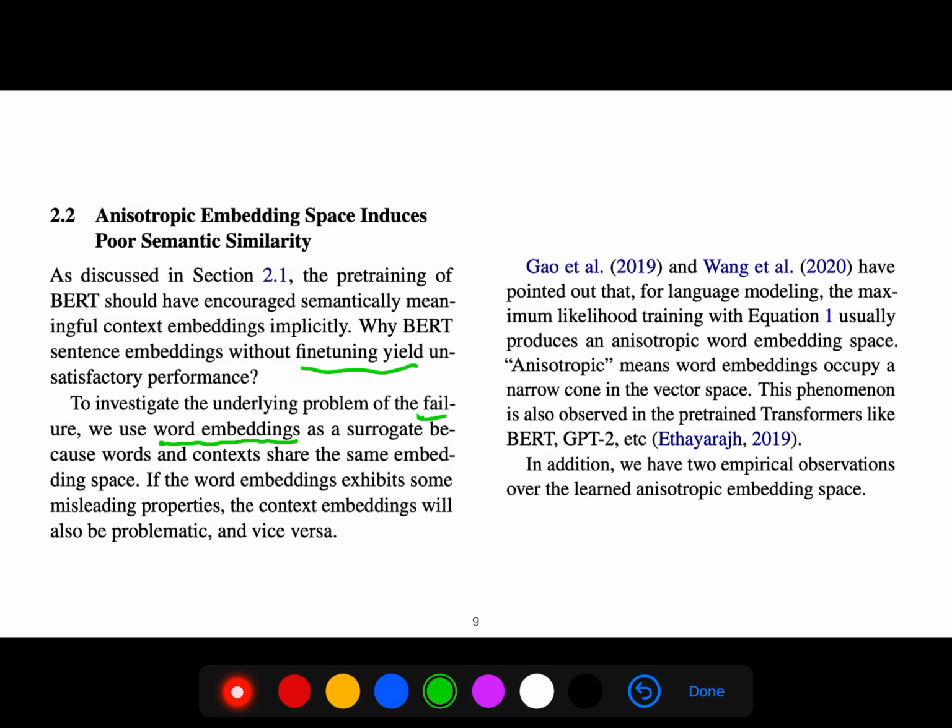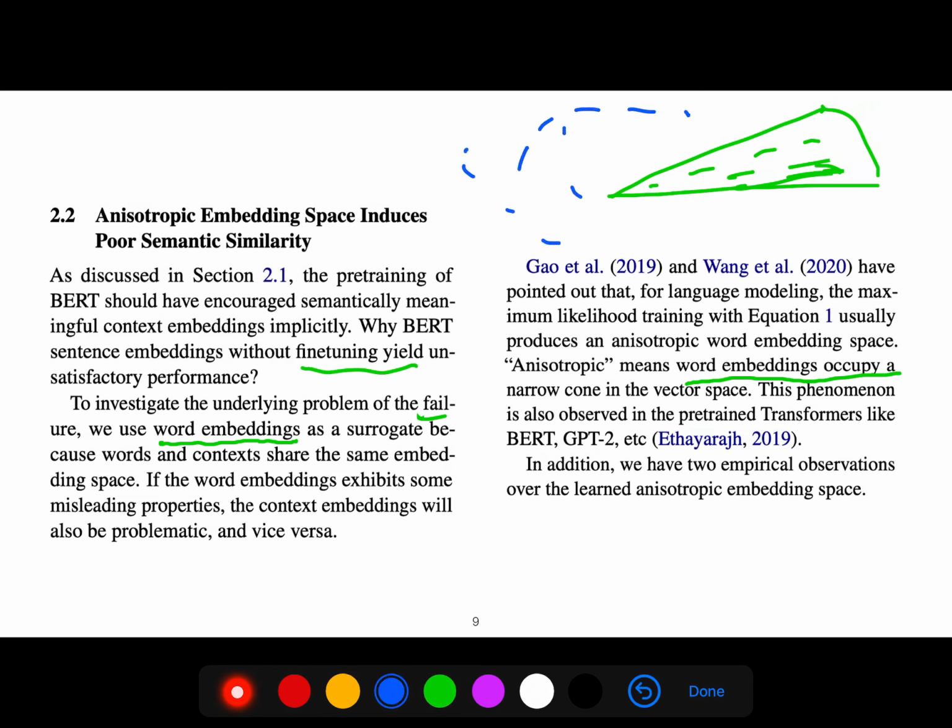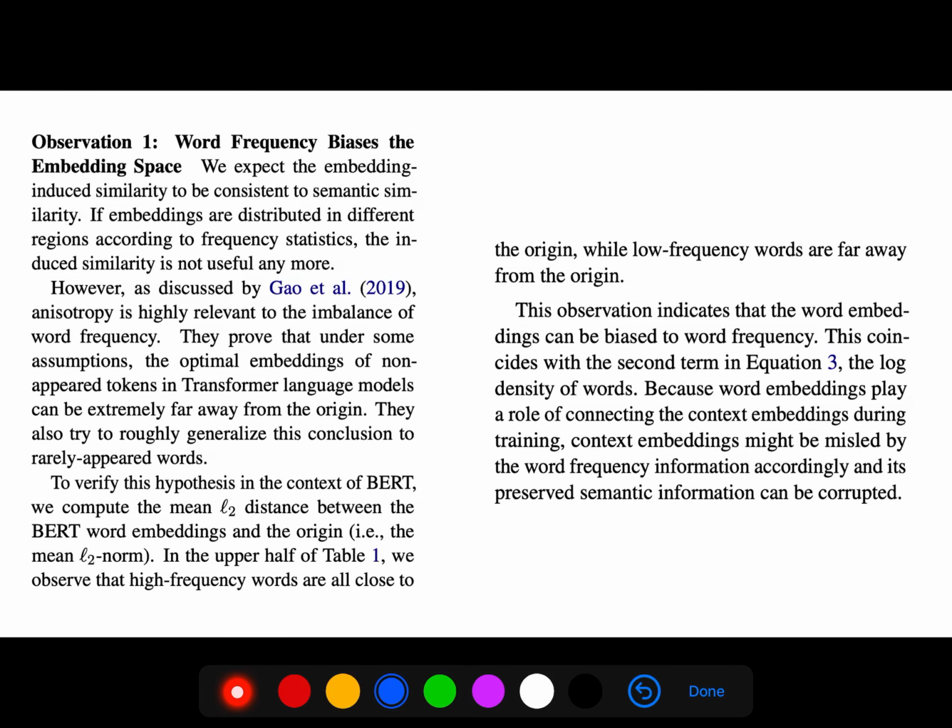So anisotropic means word embeddings occupy a narrow cone. So everything is inside, and we miss other parts of the state space, and we miss uniformity and many other things. So word frequency biases the embedding space.